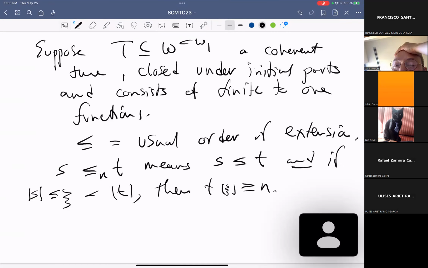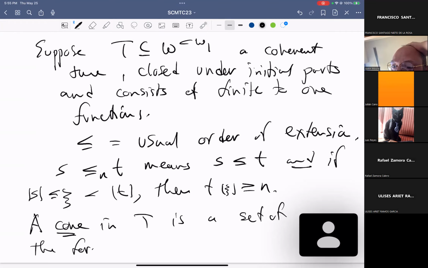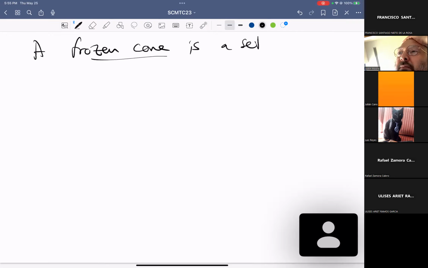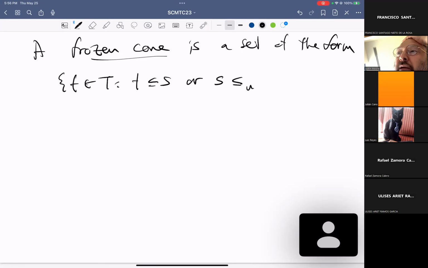So a cone in T is a set of the form: the set of all T in T such that T is less than or equal to S or S is less than or equal to T. And a frozen cone is a set of the form: the set of all T in T such that T is less than or equal to S or S is less than or equal to sub n T.